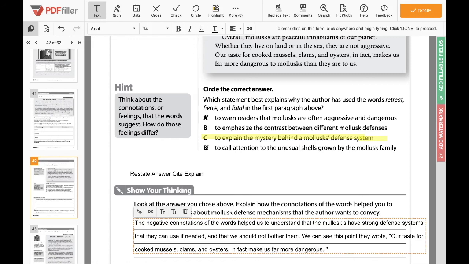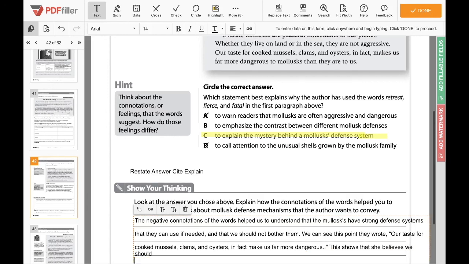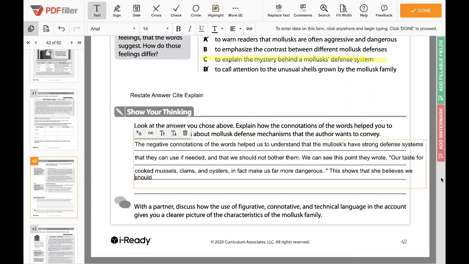And we'll just put that in the quotes. And we can say this shows that she believes we should leave the mollusks alone and understand they are not a threat to us. So we've restated our question and our answer. The negative connotations of the word helped us to understand. Then we answered when we said that mollusks have strong defense systems that they can use if needed and that we should not bother them.